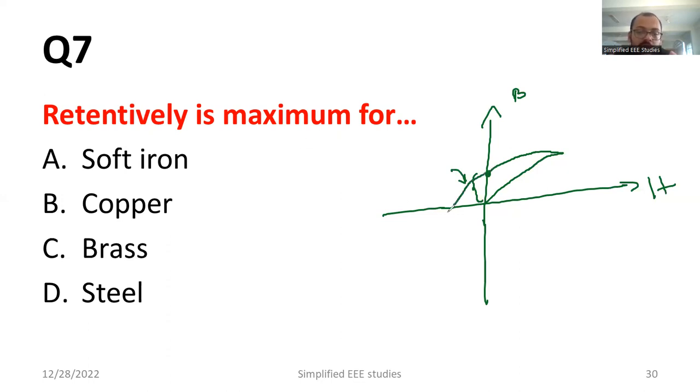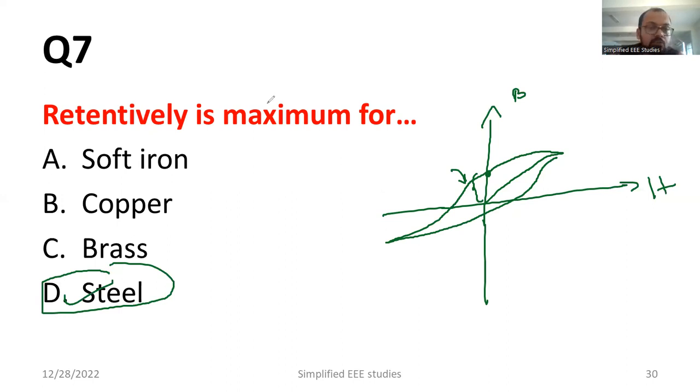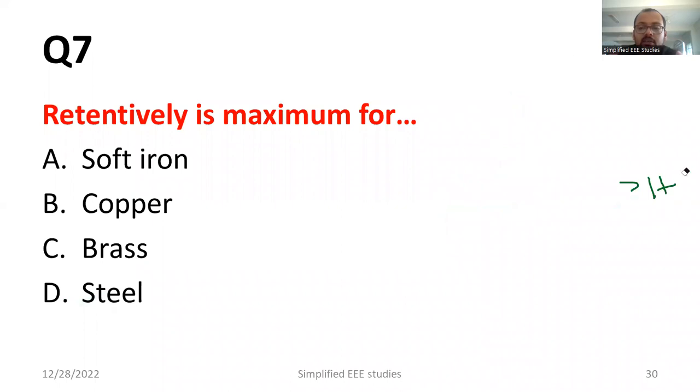So here the BH curve will be like this only. We have to explain about coercive force, coercivity, all those things. However, you must have studied about the voltage building up of a generator. This is very essential for voltage building up of generators. So here the retentivity is maximum for the steel element. So you can go for option D. Option D is the correct answer. I think it's clear to everybody. Okay. So question number 7 is clear. Steel material is the best one.